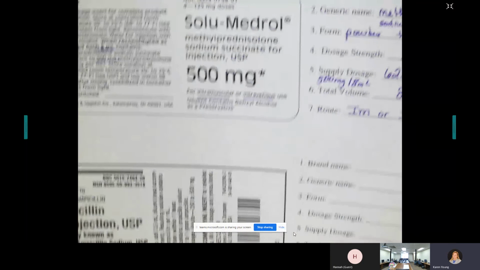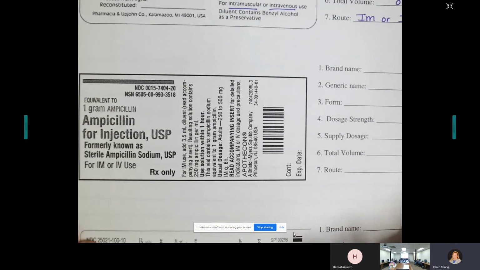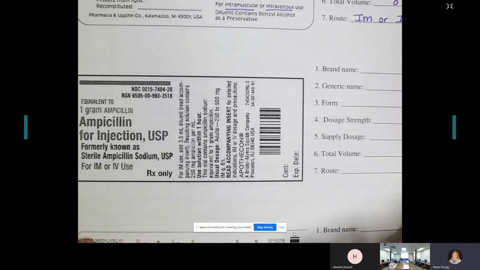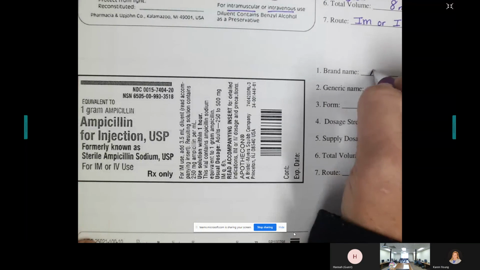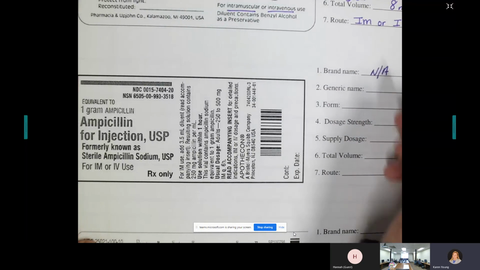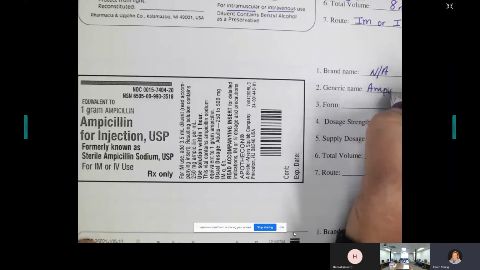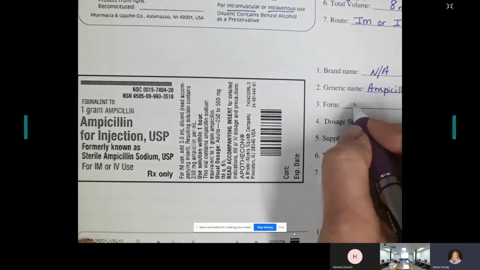Let's do another one similar to that. Let's look at ampicillin. Do I have a brand name with this one? No. And then my generic name is the ampicillin, which I just said. What's the form on it? Liquid. Yeah, it's a liquid.